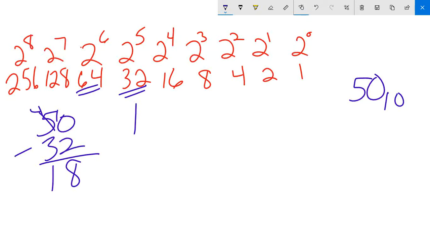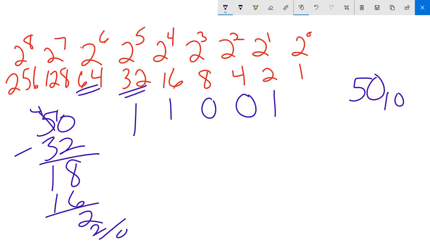So I put 1 here because I included that 32. I have a remainder of 18 now. Does 16 go into 18? Yes. So I'm going to put 1 there and do my subtraction. I have 2 left over. Does 8 go into 2? No. Does 4 go into 2? No. Does 2 go into 2? Yes. So I'll put 1 there, subtract the 2. I now have 0. Does 1 go into 0? No, we don't have any of that. So we now know that 1, 1, 0, 0, 1, 0 in base 2 is equal to 50 in base 10.